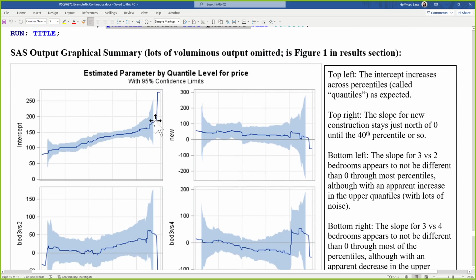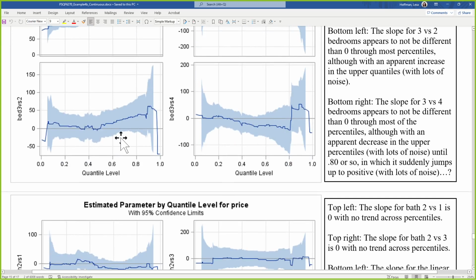This one's for the intercept. You would expect the intercept to be higher as you move up the distribution, so there are no surprises there. This one is for the effect of new construction. After controlling for house size, number of bedrooms, and number of bathrooms, it looks like the effect of new construction is positive, but borderline significant. This slope is largely the same across quantiles. Some of the others, though, change in interesting ways.